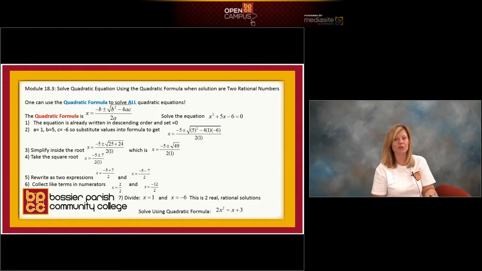So we did get 2 answers for x, which we should. It's a quadratic equation. If you look, these 2 answers are real numbers. They're on the number line. They're also rational numbers. Why is that? What does the word rational mean? Very good. From previous modules, rational means those numbers can be written as fractions. 1 would be 1 over 1. Negative 6 would be negative 6 over 1. So when you solve a quadratic equation using the formula, you can get 2 real rational solutions as your answer.